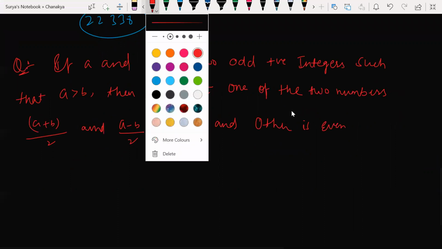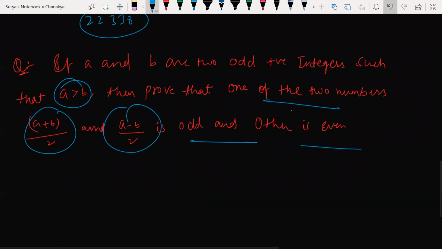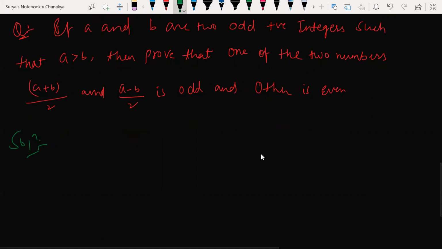Actually, it's a long process. Look at this here. a and b are two odd positive integers such that a greater than b. Prove that one of the two numbers, this and this, is odd and the other is even. Why can't it make sense? It makes sense. Look at this here. See here.